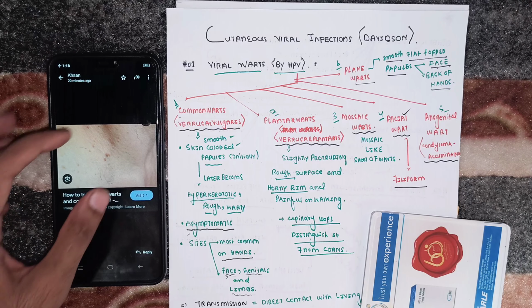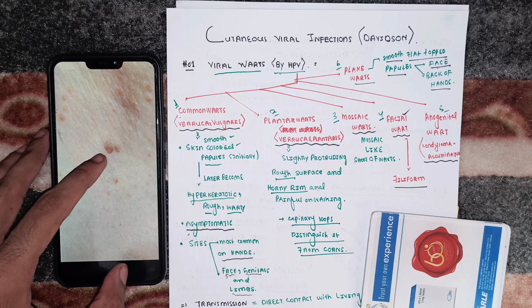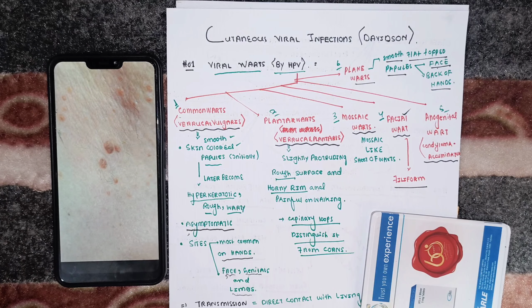These are plain warts. Okay, if I just zoom into the picture, you see how plain they are, how flat topped they are, and they are actually flat top papules. They are very much smooth, and their top is very much smooth. Okay, they appear on the face and back of the hands as well. So let me quickly recap all the types of these viral warts. Number one are the common warts, which are initially very much smooth skin colored papules. Later they remain the same, but the only difference is they become a little rougher and thicker.